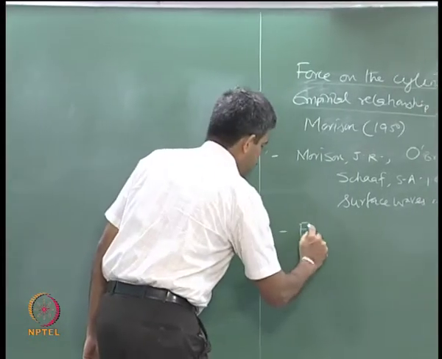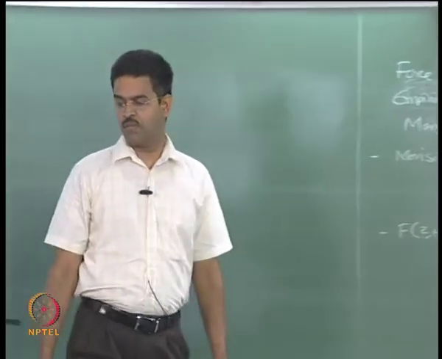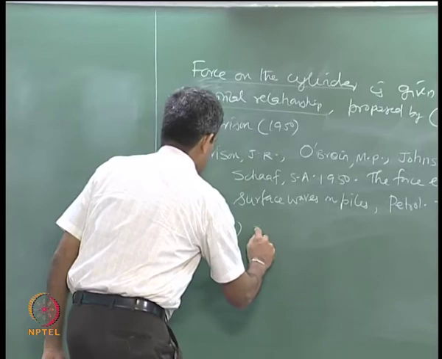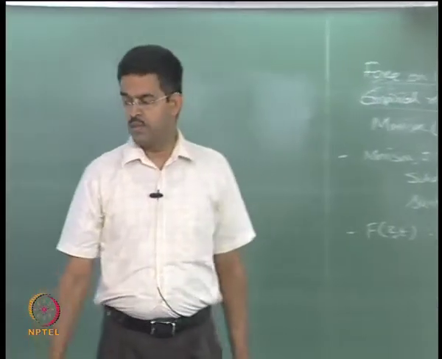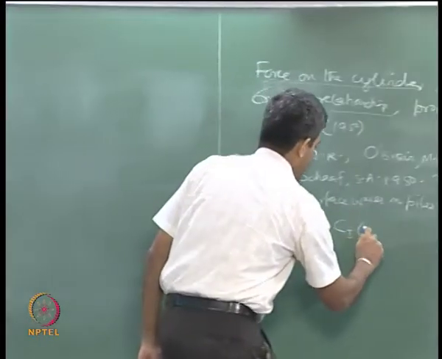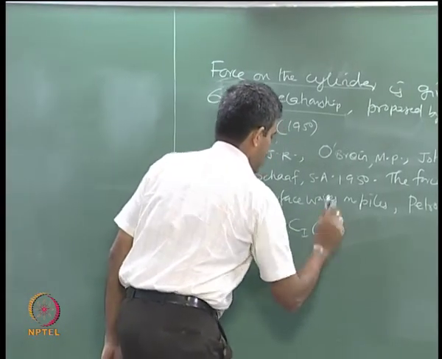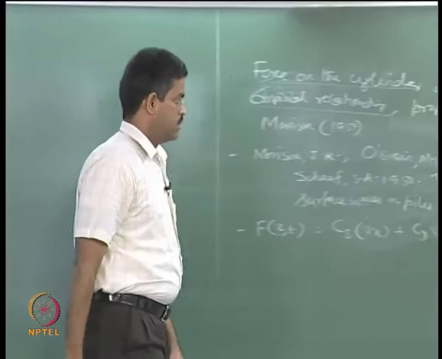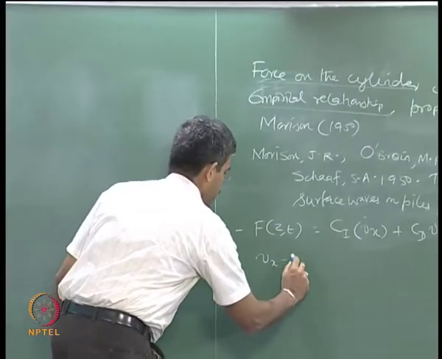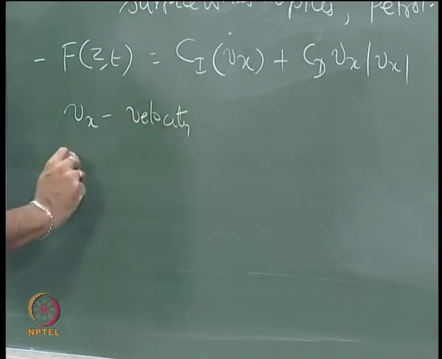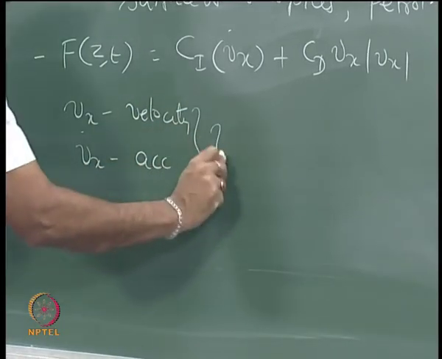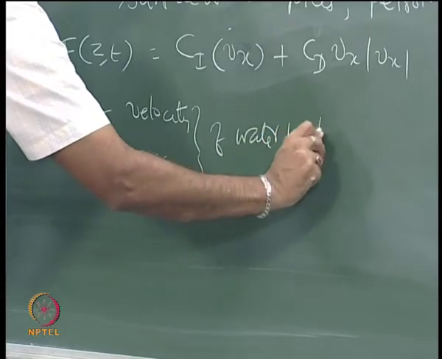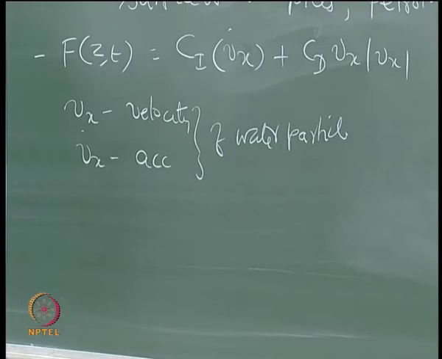So, this f of t, which is a function of z and t, where z is along the height of the member, is a combination of inertia, which is a multiplier of acceleration, plus drag, which is a multiplier of velocity, and so on, where Vx stands for velocity and v dot x is acceleration of the water particle. Which in short we can say inertia force plus drag force.